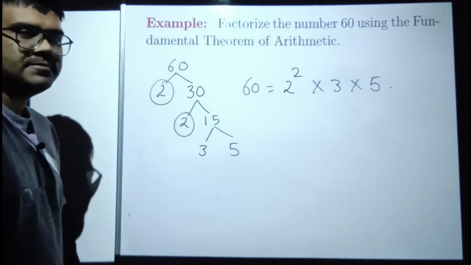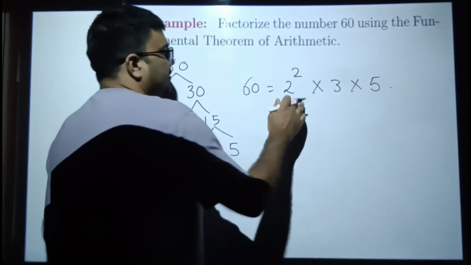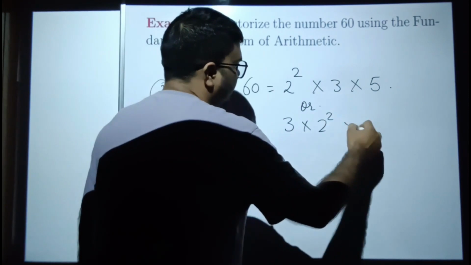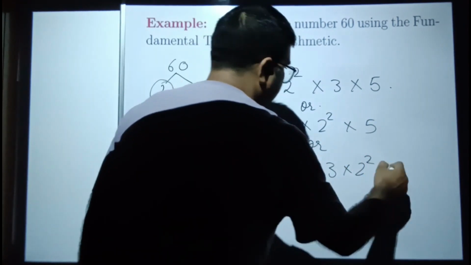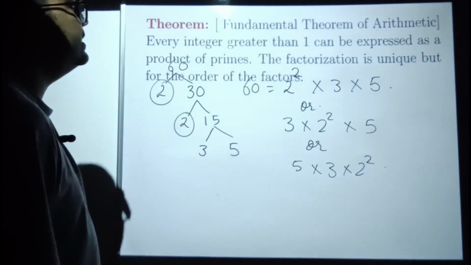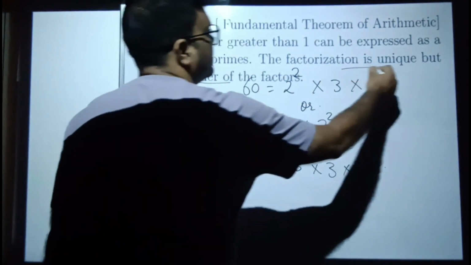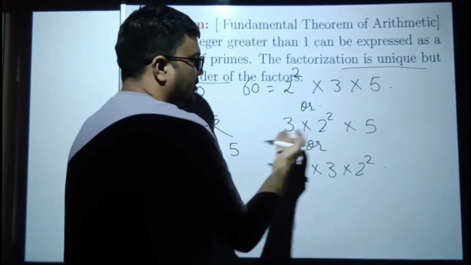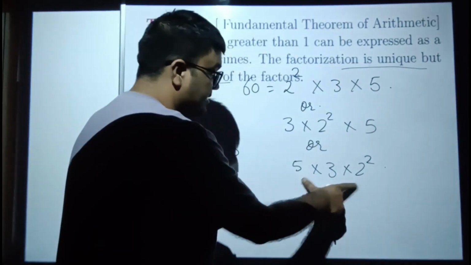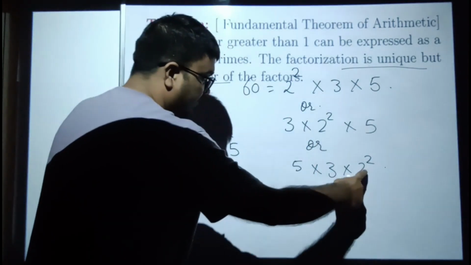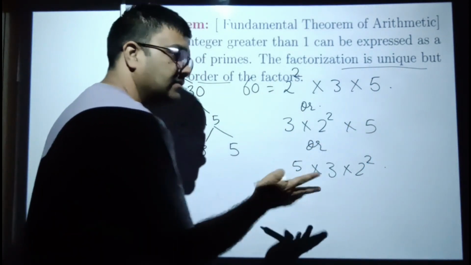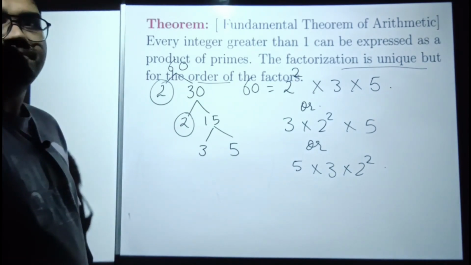Like this, any number can be factorized. Now we can write it in this form, or as 3 into 2 raised to the power 2 into 5, or as 5 into 3 into 2 raised to the power 2. The second statement, the factorization is unique but for the order of the factors, means that you can interchange the order of these terms, but the factorization is unique. That is, we have 2 raised to the power 2, then 3, and then 5. The factorization is unique; we can just change the order of the elements.